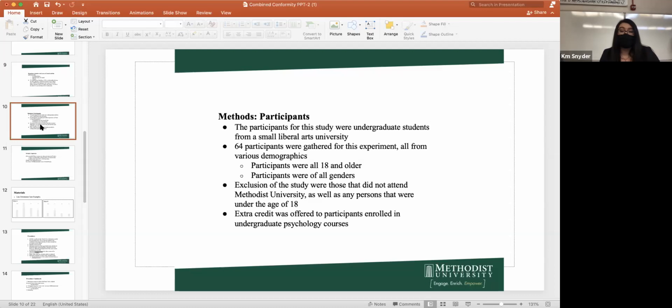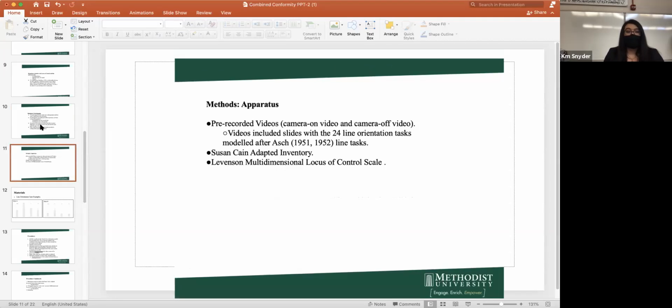Excluded from the study were those who did not attend Methodist University, as well as any persons under the age of 18. Extra credit was offered to participants enrolled in undergraduate psychology courses.